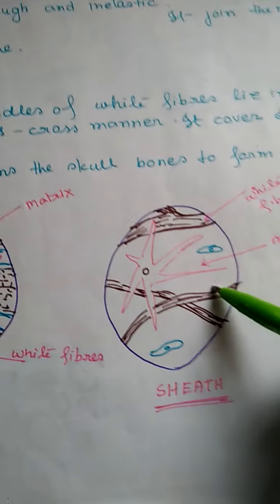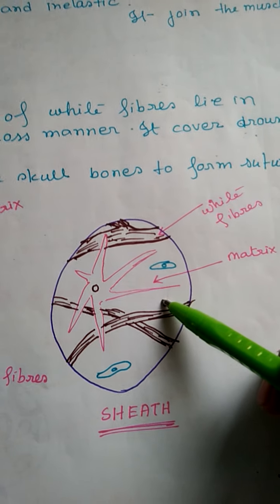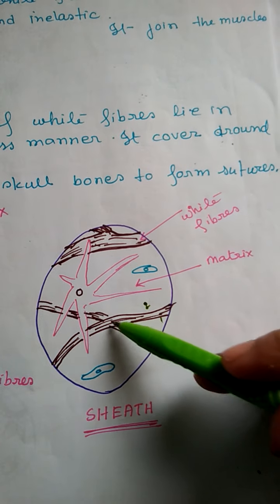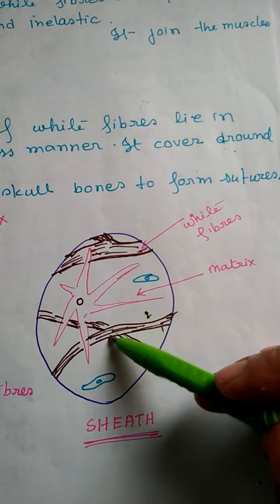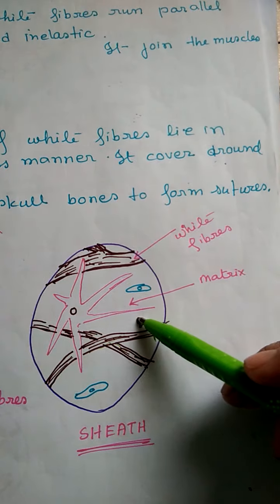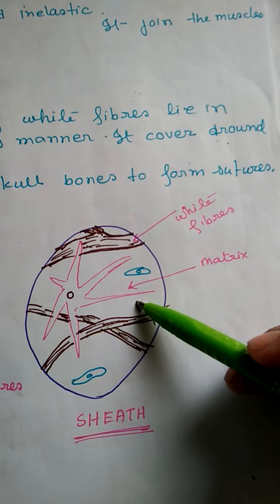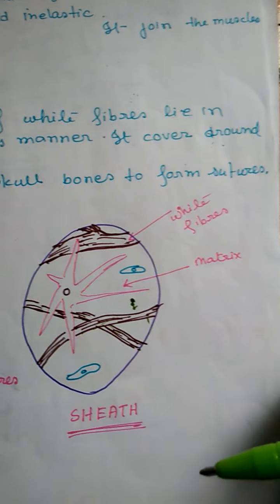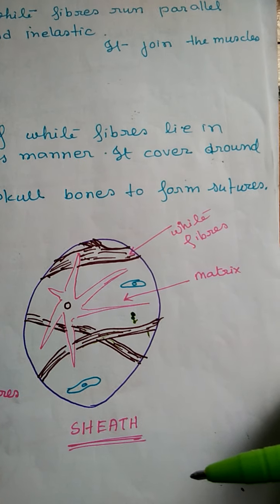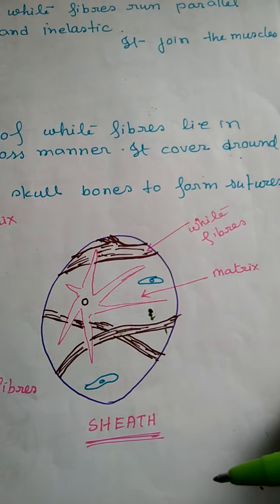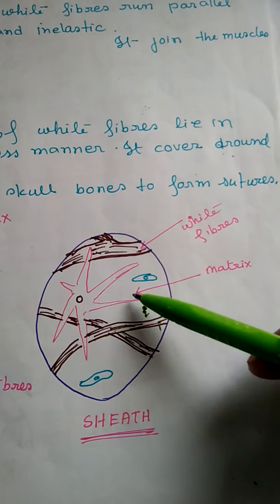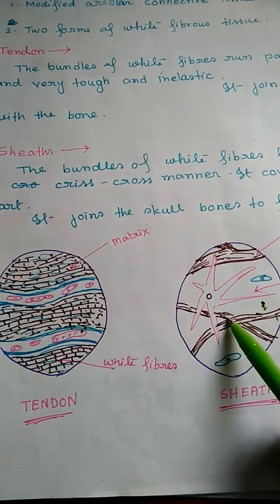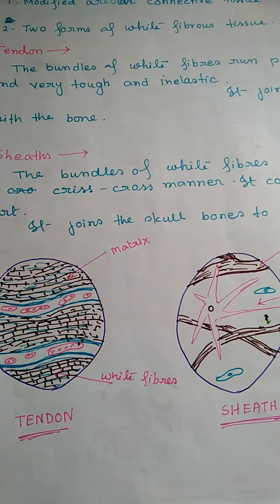And the next one is sheath. In the sheath, the bundles of white fibers are present in a crisscross manner, one fiber over another, with matrix present. It joins the skull bones to form sutures. That is, in our skull, the bones are attached to one another by means of this sheath. So these are the two types of white fibrous tissue.